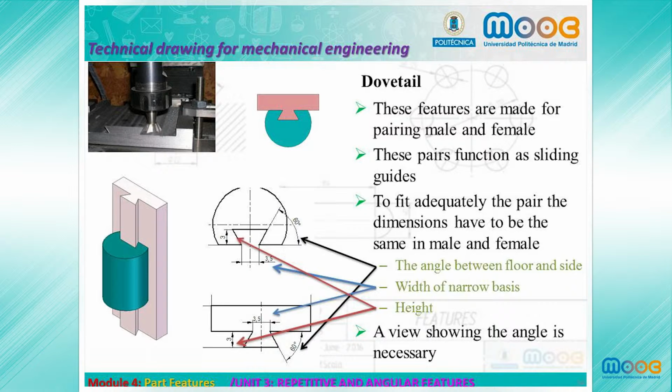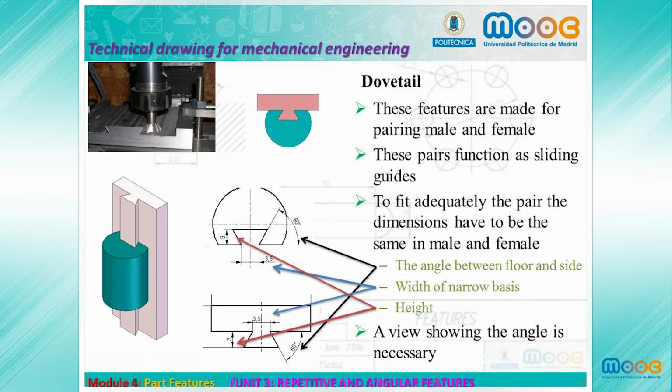The dovetail. These features are made for pairing male and female. These pairs function as sliding guides when we allow the movement along the symmetry plane, but not in the other directions. To fit the pair adequately, these dimensions have to be the same in male and female. These dimensions are the angle between floor and side of the dovetail.